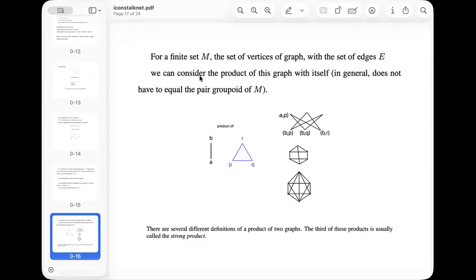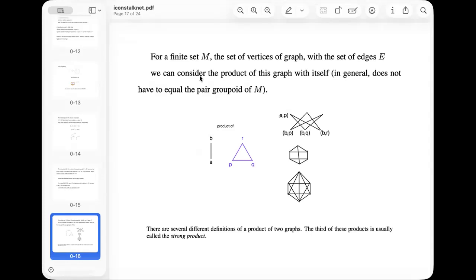If M is the set of vertices of a graph, a finite set, we can take the product of this graph with itself. There are several definitions of graph product. In each case, the set of vertices will be M cross M. However, the edges of the product will depend on the choice of the definition.